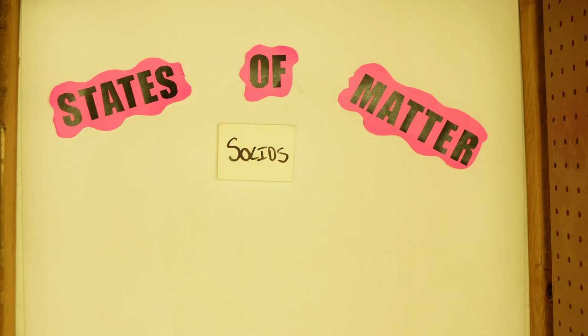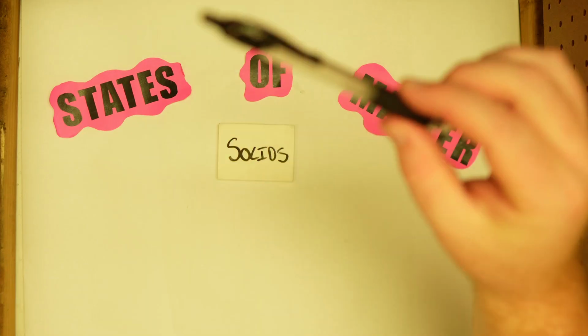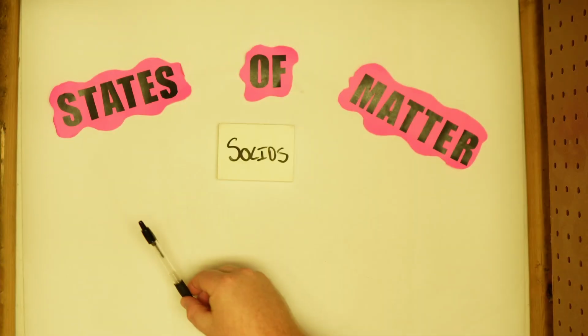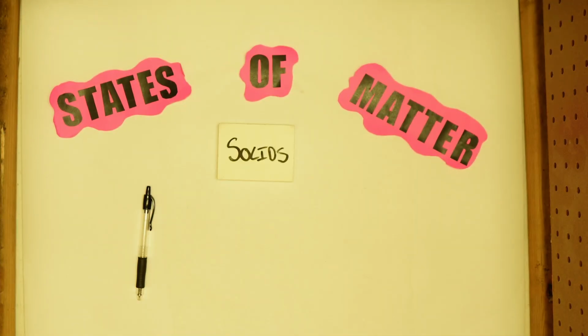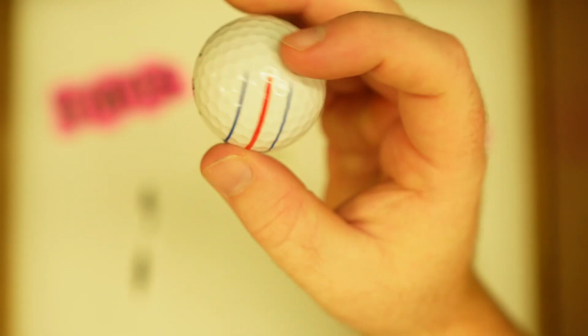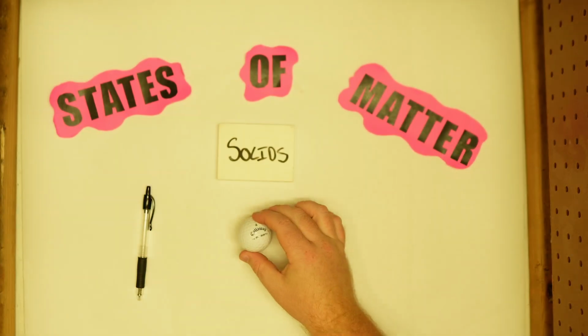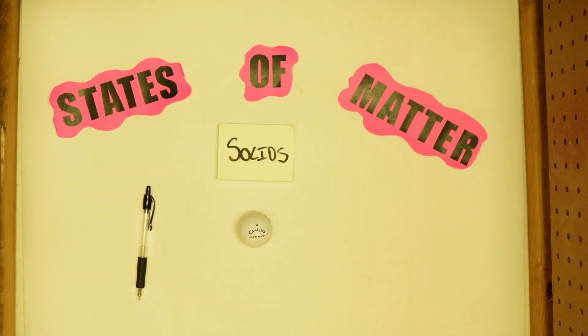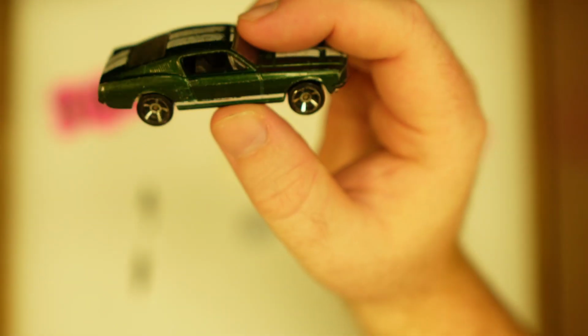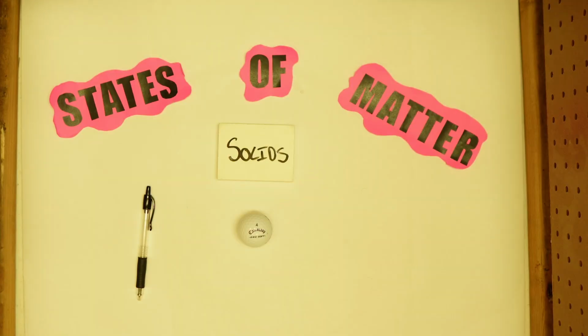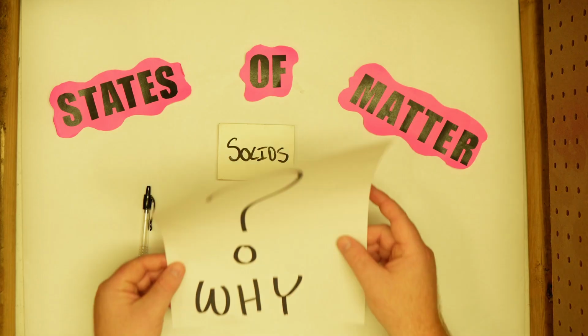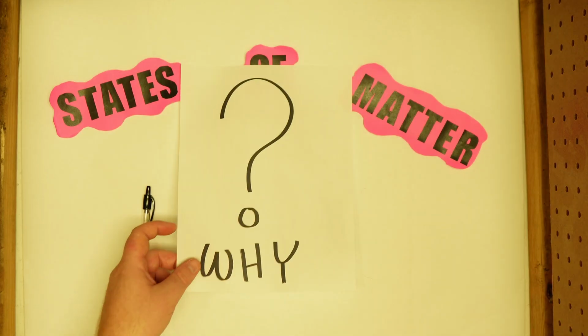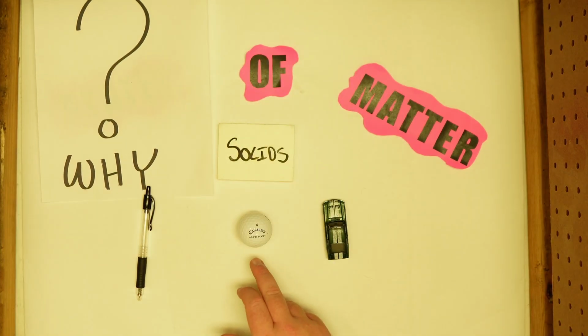Solids can come in many different shapes or sizes. For example, this pen that I used for the intro of this video is considered to be a solid. This golf ball, or this spherical object, is a solid. And this cool looking toy car is also considered to be a solid. Now the question that we want to answer is why? Why are the pen, the golf ball, and the toy car all considered to be solids?